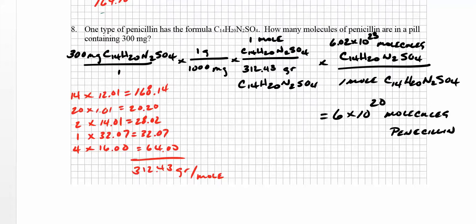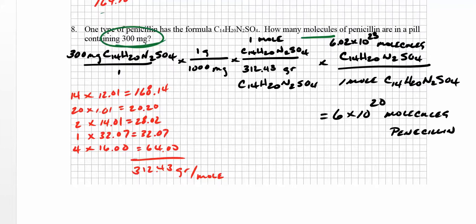It says one type of penicillin has the formula C14H20N2SO4. Wow, that's a big formula. That is penicillin. How many molecules of penicillin are in a pill containing 300 milligrams? We're going to slow down a little bit here because this is a particularly difficult problem. They're asking me for molecules. They're giving me milligrams of penicillin.